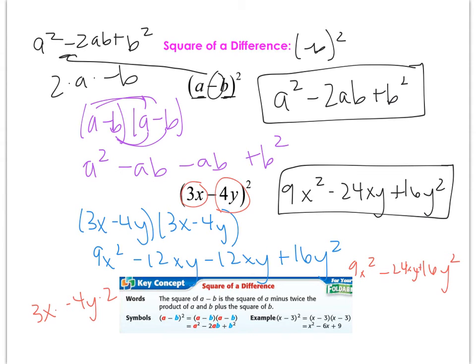So again, down below, key concept, square of a difference means the square of a minus b, and that can be filled with whatever problem you are on, is the square of a minus twice the product of a and b plus the square of b. And again, there it is in symbols and words as well, but this was square of a difference.